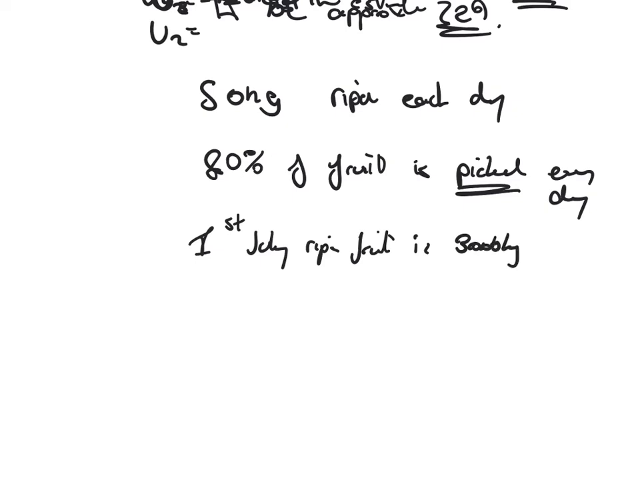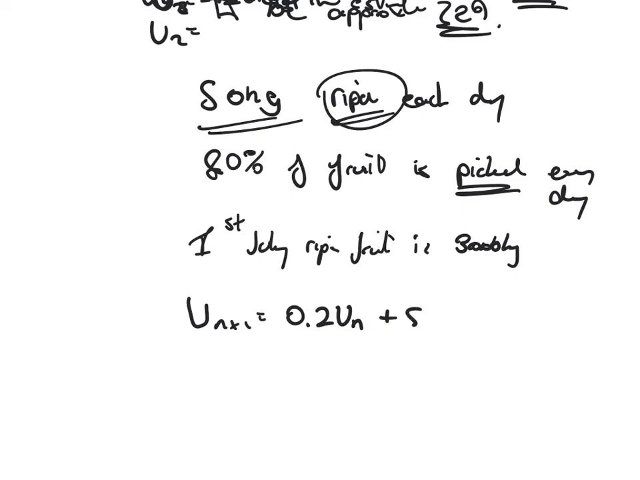Okay, part A says find the recurrent solution for the weight of ripe fruit. Okay, so 80% of the fruit is picked daily. That means that 20% remains, 0.2 Un. Now, if you think about it, when fruit ripens, that adds to the amount of ripe fruit that we've got. So 50 kilograms ripens each day, so that's add on 50. That's my recurrent solution.